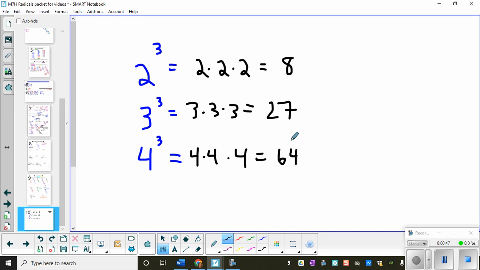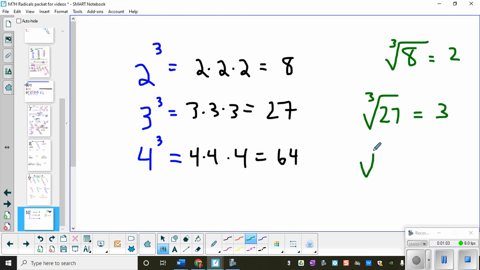So these numbers over here are called perfect cubes. If I wanted to know, hey, what's the cube root of 8? You would tell me the answer is 2. If I wanted to know the cube root of 27, you would tell me 3. And if I wanted to know the cube root of 64, not the square root would be an 8, but the cube root here is a 4. So just like we have perfect squares, we do have things called perfect cubes.